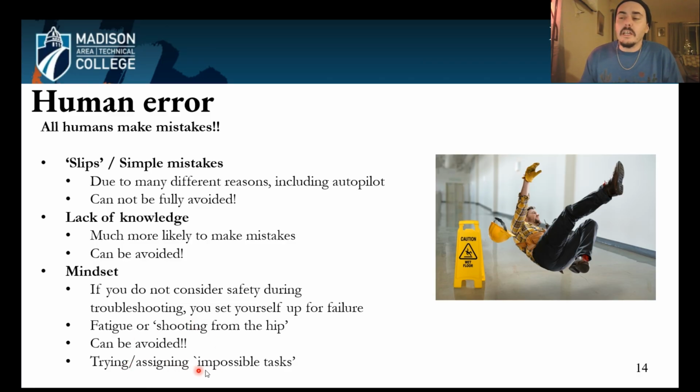Lastly, trying or assigning impossible tasks. So sometimes you'll get to a point where you realize the engineer or the person who's not necessarily operating or working on this component or working on this facility or the system wants you to do something that's really not physically possible. So there is oftentimes a discontinuity between the communication from the engineers and the actual operators or machinists or something like that.